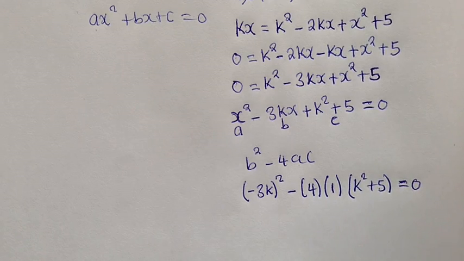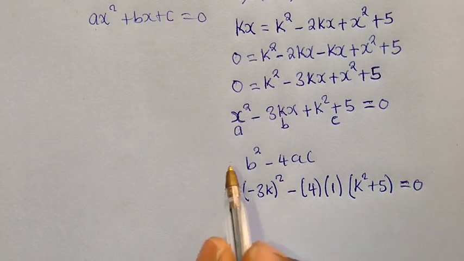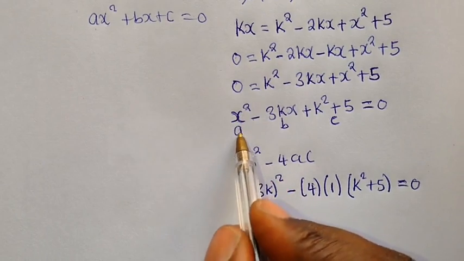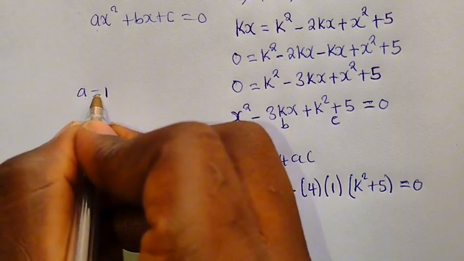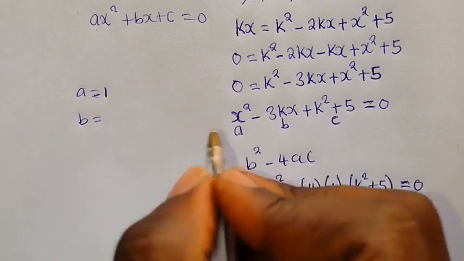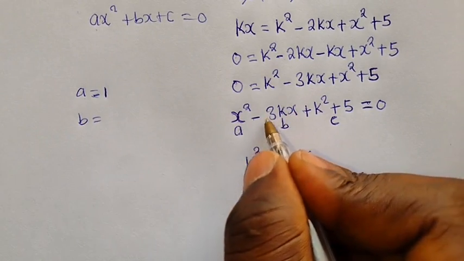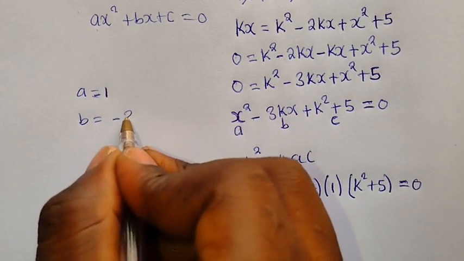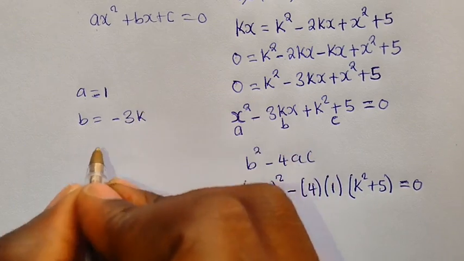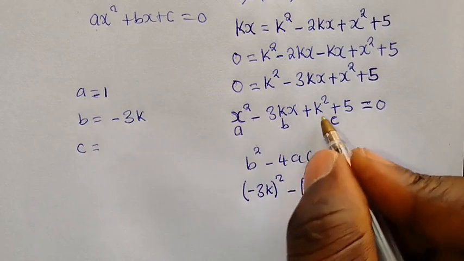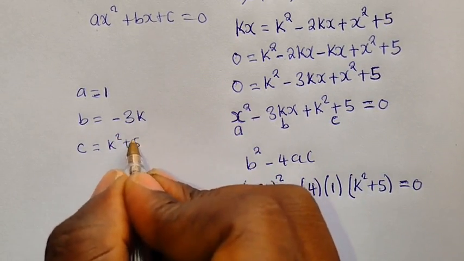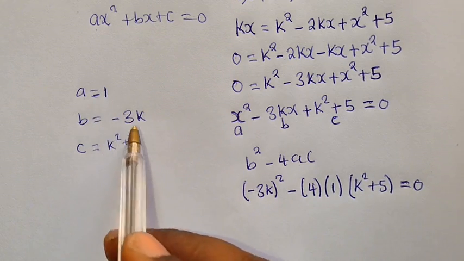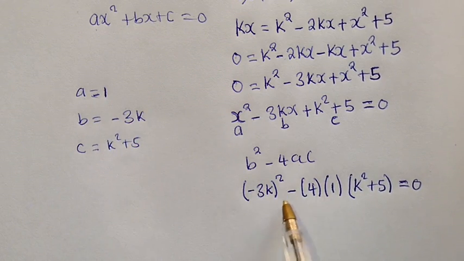So you write k squared plus 5 equal to 0. What I've done is the coefficient of x squared is represented by a, so a is equal to 1. b is represented by negative 3k, so b is equal to negative 3k. Then c is the constant represented by k squared plus 5. Then you just substitute these values into the discriminant. This is what we have.